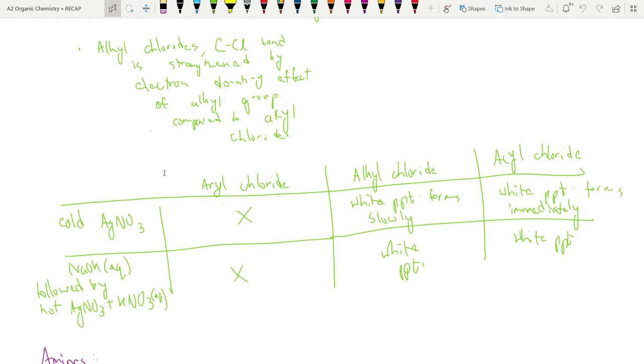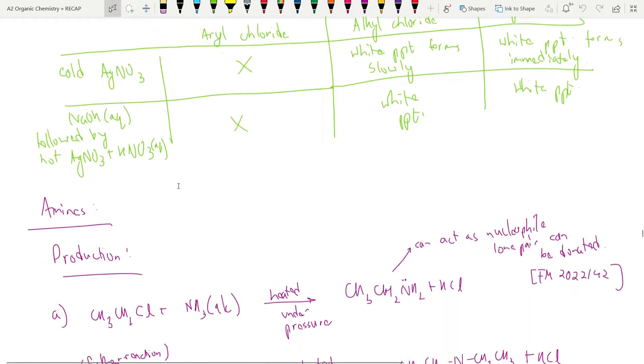And if you use hot silver nitrate with HNO3, aryl chlorides still produce no precipitate. That means the bond cannot be broken, and both alkyl and acyl chlorides form the white precipitate almost immediately.